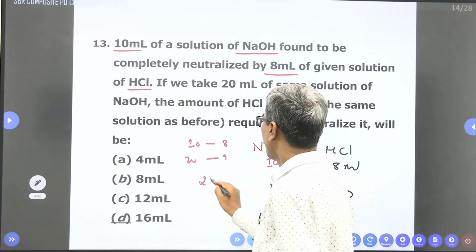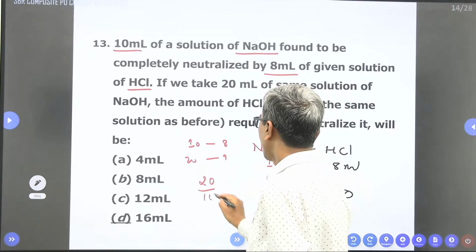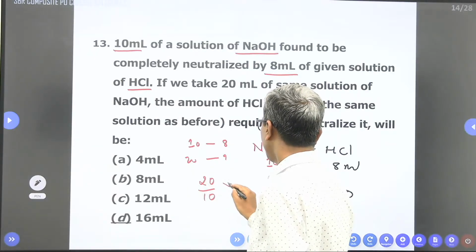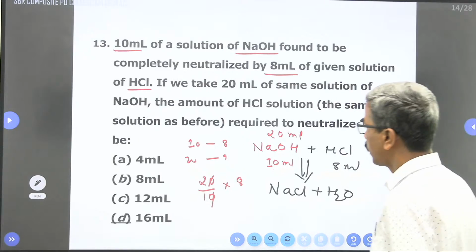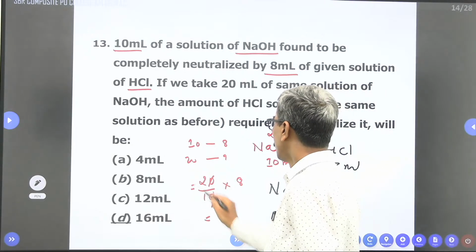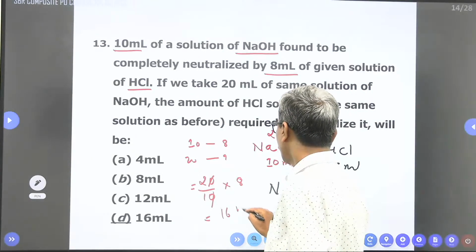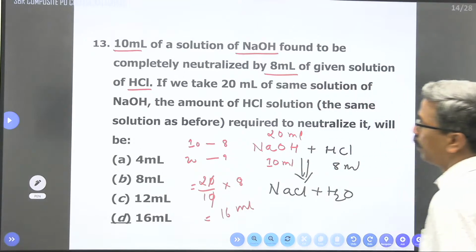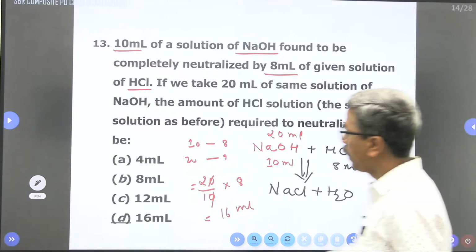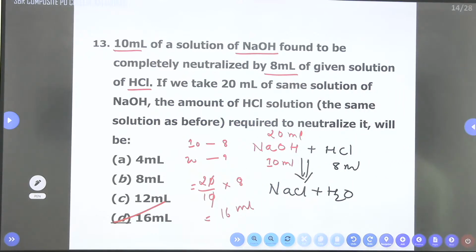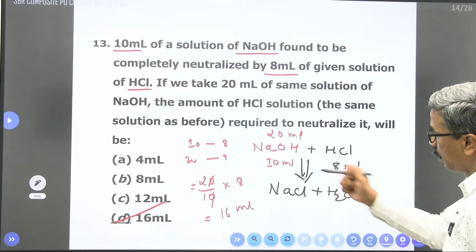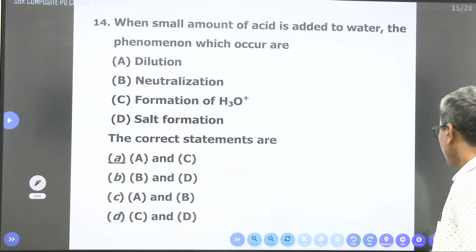You can apply mathematics: 20 divided by 10 multiplied by 8. The zeros cancel, and we get 2 times 8, which is 16 ml. Now you can see in the given options, D is the correct option. So for question number 13, D is the correct option.